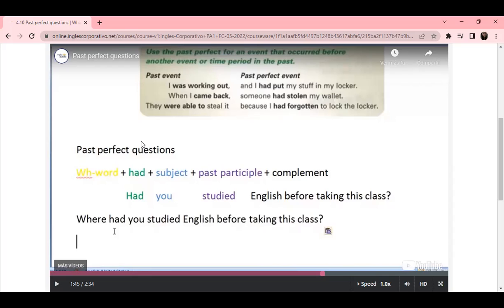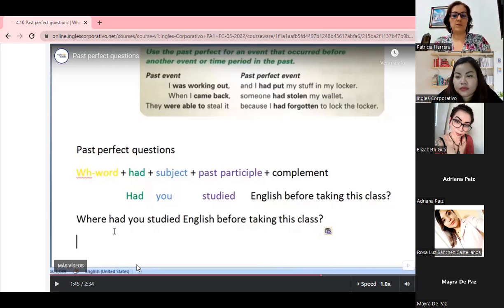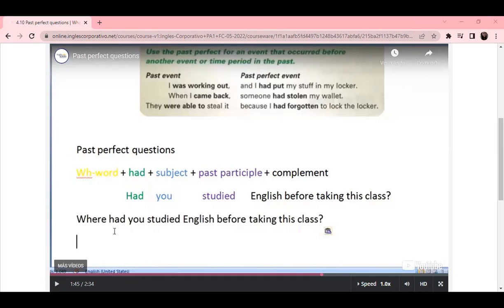Let's see here in the chat we have, had you read about my country before you came to visit us? To visit it? Yeah, to visit it without the ED. Very good, Patricia. You're on fire. Okay. Very good. That's what we're talking about. That's a question. Excellent. Right? So what could be another one? That was all you needed to do. Very good.